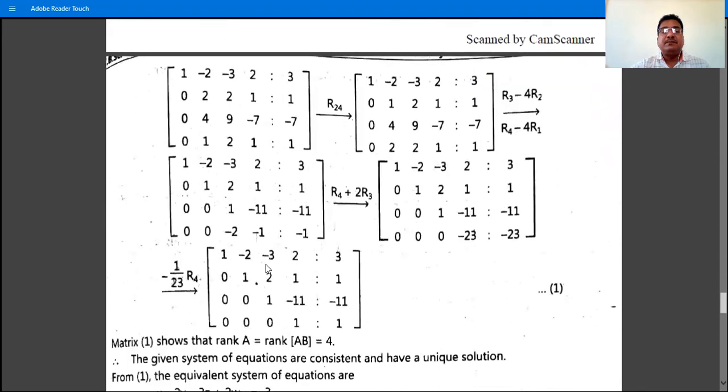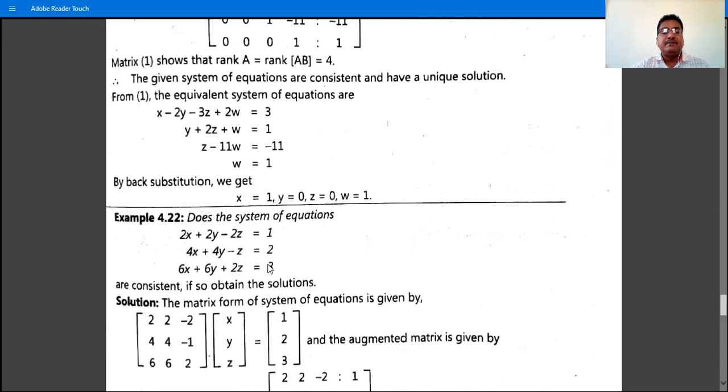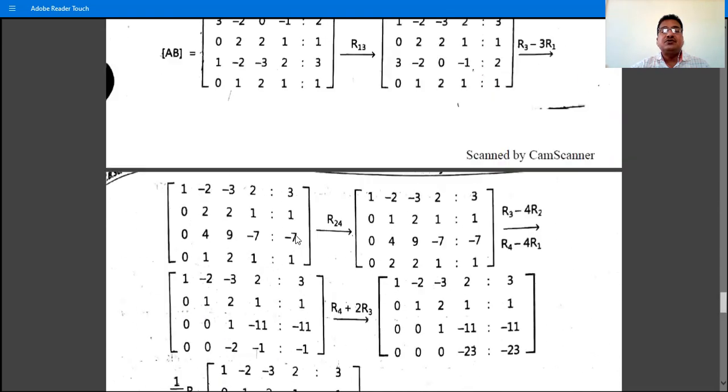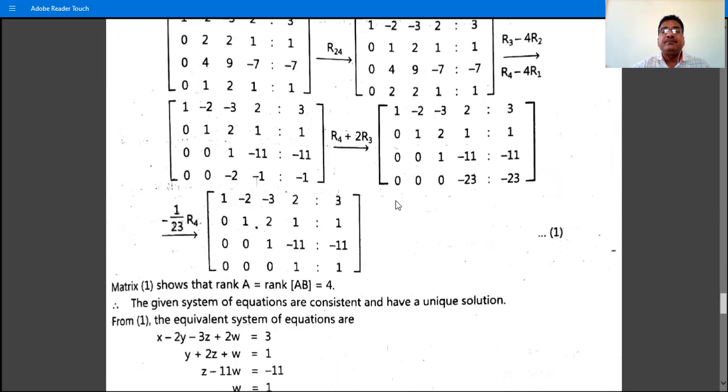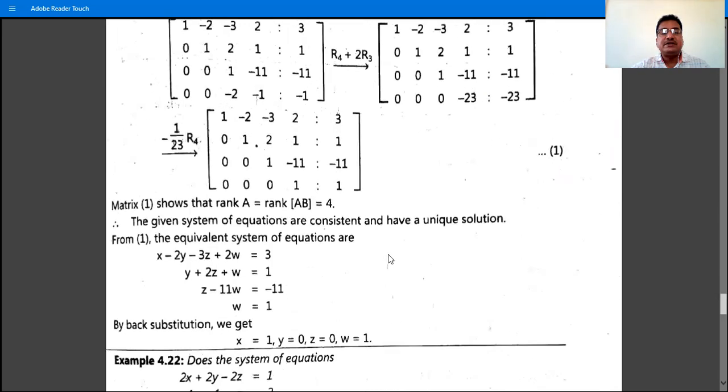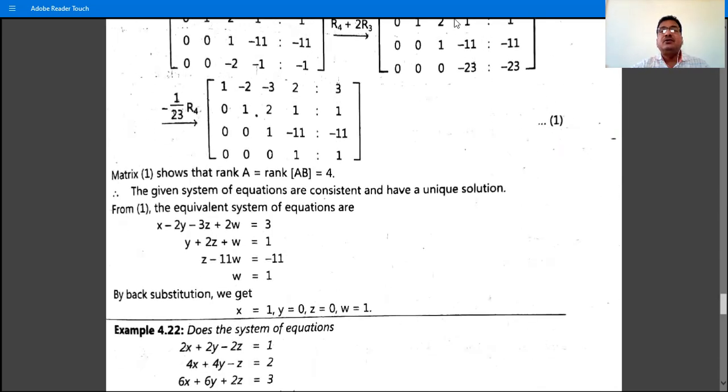So this is the problem on the Gauss elimination method. If we have to solve the same problem by using the Gauss-Jordan method, then we reduce the augmented matrix to reduced row echelon form. We will see the problems on the Gauss elimination and Gauss-Jordan method in the next lecture.